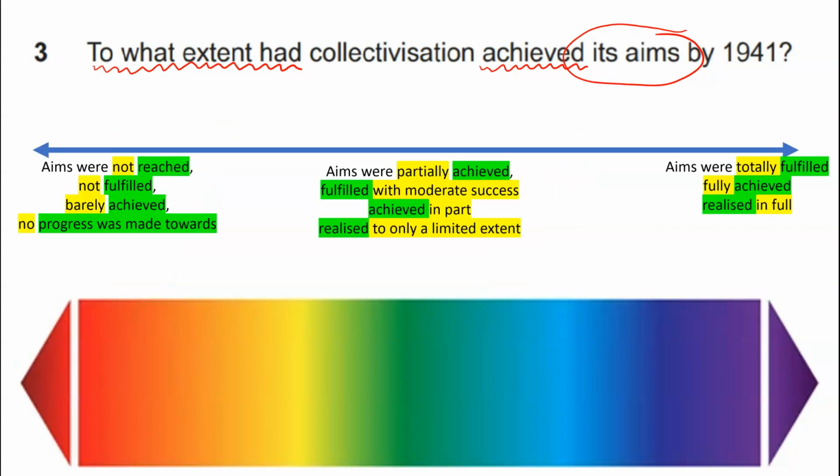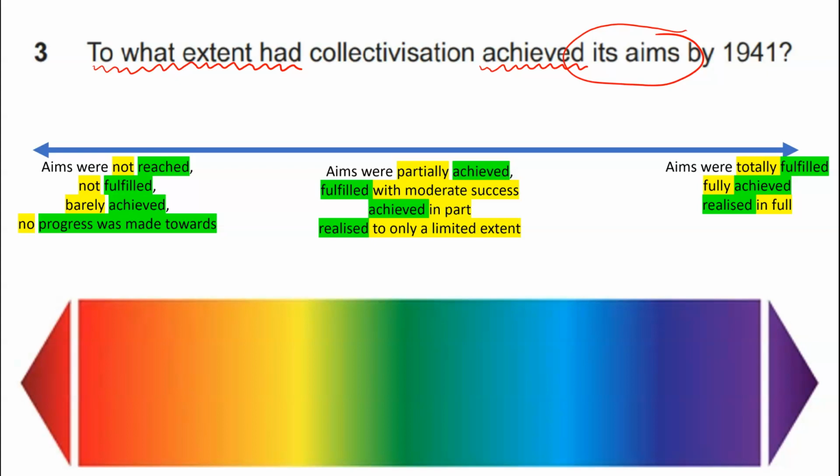Now, what we're starting to get into is the language of success and failure. So you might want to think about varying your sentence starters, not only to make your essay more interesting, but also to make your argument more sophisticated. So you could talk about aims that were not reached at all, goals that were not fulfilled, targets that were barely achieved. Comment that in some areas no progress was made towards the aims or towards the goals or the targets. At the other end, you might say that some aims were totally fulfilled. Some things were fully achieved. Some goals were realized in full. In the middle, though, you might have some things that are only partially achieved.